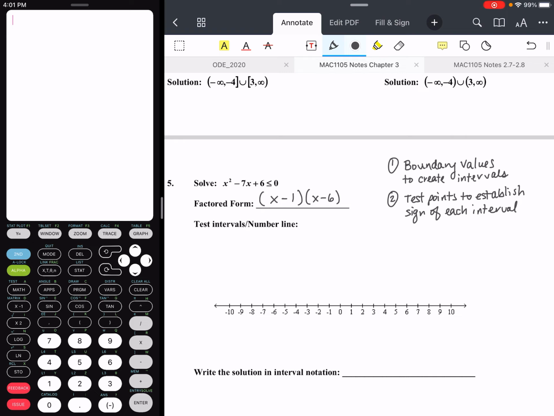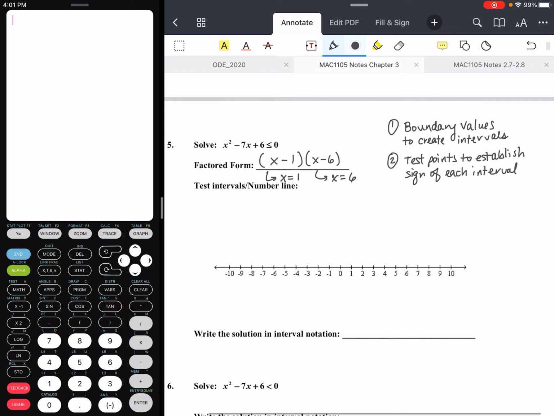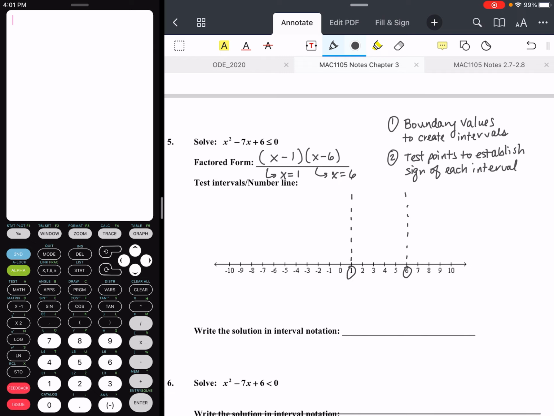First, we want to find our boundary values to create those test intervals. So if I set each of these equal to 0, that would produce x equals 1 and x equals 6. So here's x equals 1 and here's x equals 6. So I'm just going to separate out my different intervals. Okay, so now I want to find a test point in each interval, and I want to use that to find the sign in each interval. So it doesn't matter what I pick, but I do like to use 0 whenever that's an option.